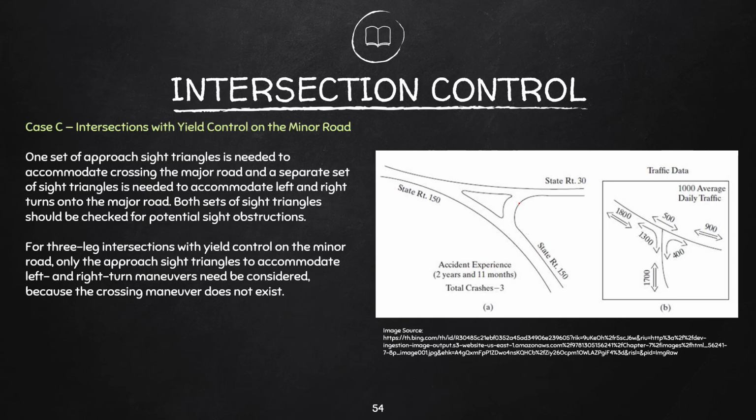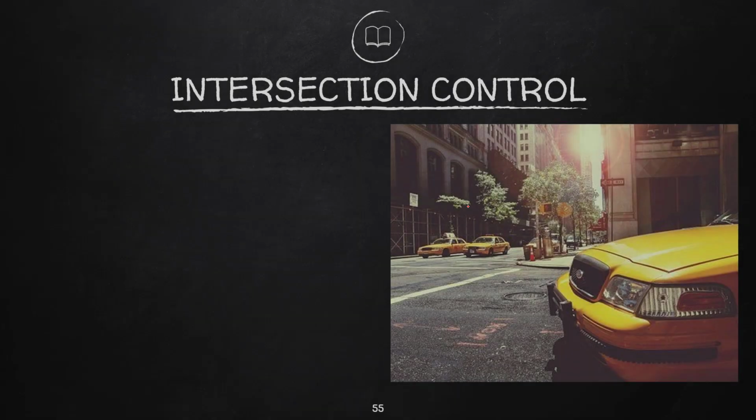For tree-like intersections as shown in the figure, with yield control on the minor road, only the approach side triangles to accommodate left and right turn maneuvers need to be considered because the crossing maneuver does not exist. Okay? So we only consider the left and right turn maneuvers for this one, not the crossing maneuver for tree-like intersections.